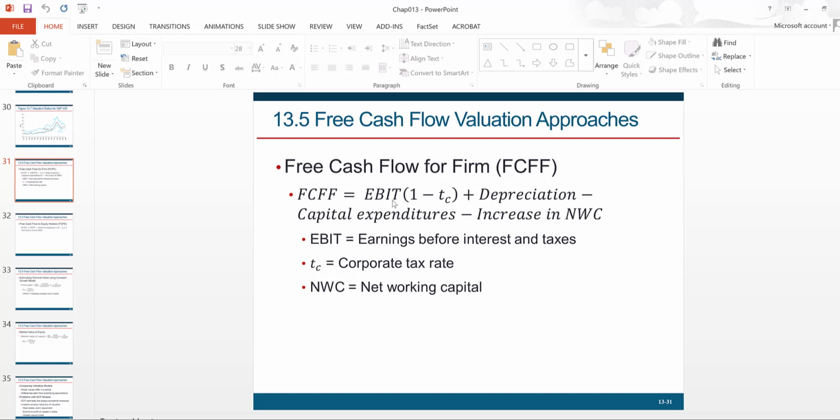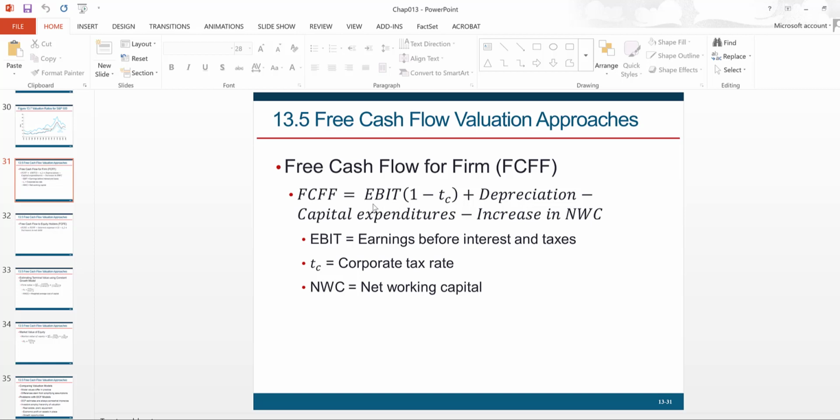These are the adjustments we make from the income statement, and then we deduct capex and increase in net working capital. So net working capital is current assets minus current liabilities. Capital expenditures, of course, that's your capex. Current assets are things like inventory, for example. So any investment in inventory needs to be accounted for. Any other investment in net working capital needs to be subtracted here in order to get the free cash flow. Okay, so that's how we get this free cash flow equation.